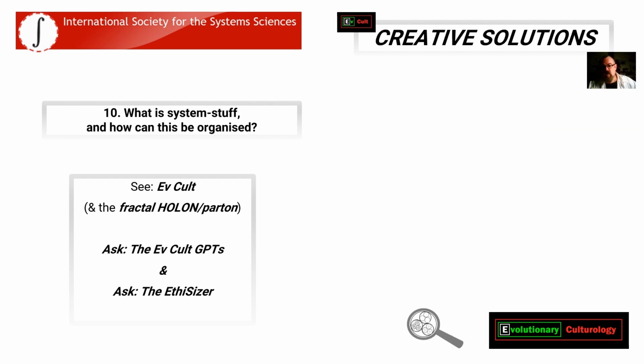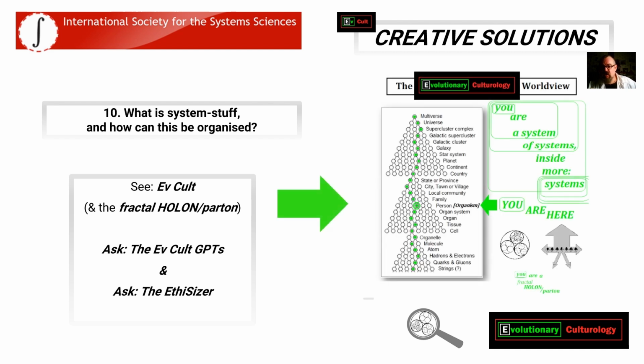Next. So organising systems via fractal holon partons brings you to the Ev Cult worldview with all the different units on the different scale levels there. That's one way to organise them, of course. You can choose a domain and follow it up and down vertically on scale levels. That's just one way to slice it, one vertical slice.